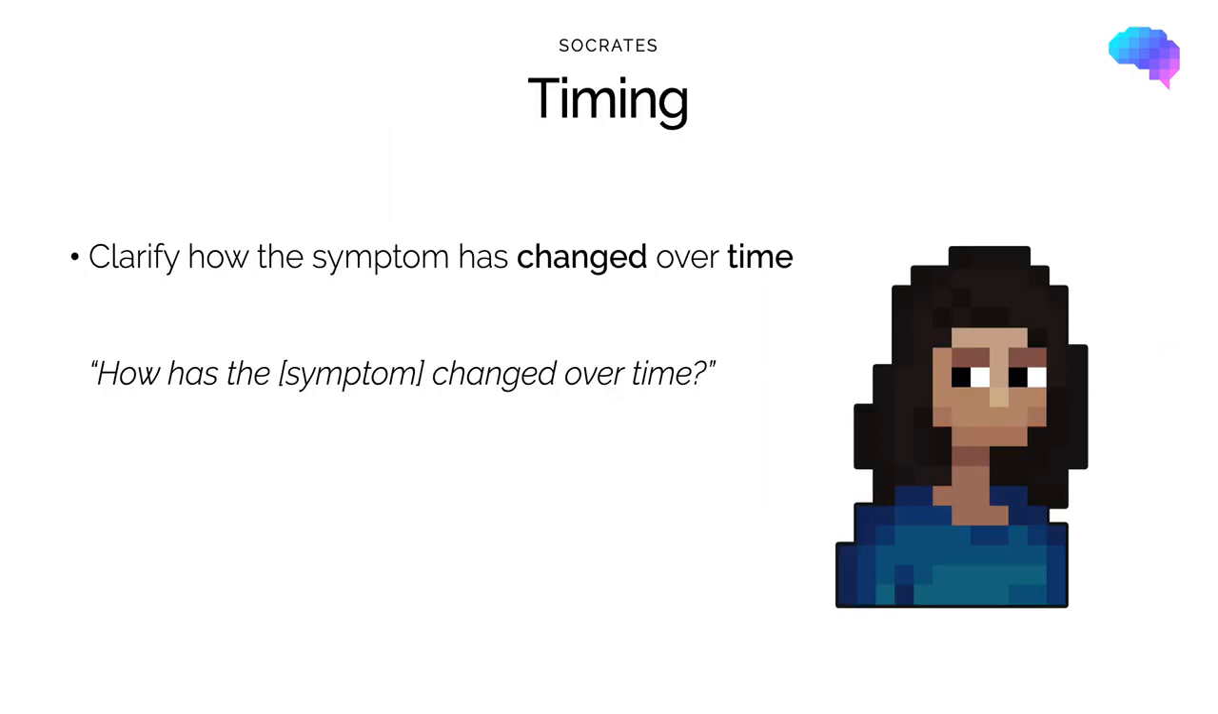Next up is timing. In this part of SOCRATES, we want to establish how the symptom has changed over time. And this is related to onset earlier on in the SOCRATES mnemonic. Onset and timing are both really important parts of SOCRATES because we want to establish a clear timeline of the patient's symptom, from when it started to when they've presented. The time course of a symptom can give us important clues as to the underlying diagnosis and can help us tailor our investigation and management plan.